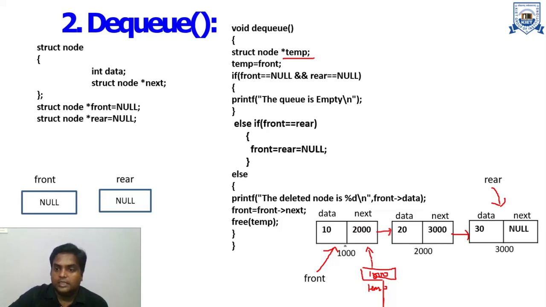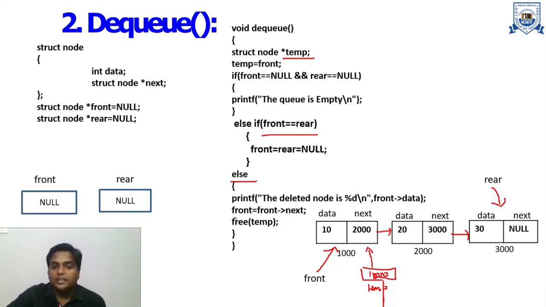So here this condition is also false, because front is pointing to this node and rear is pointing to this node. So the value of front is 1000 and the value of rear is 3000. This condition is true, front is equal to rear, when the list has only one node. But here we have three nodes, so right now the front and rear values are not equal. So this condition is false. Now we will move towards the else block.